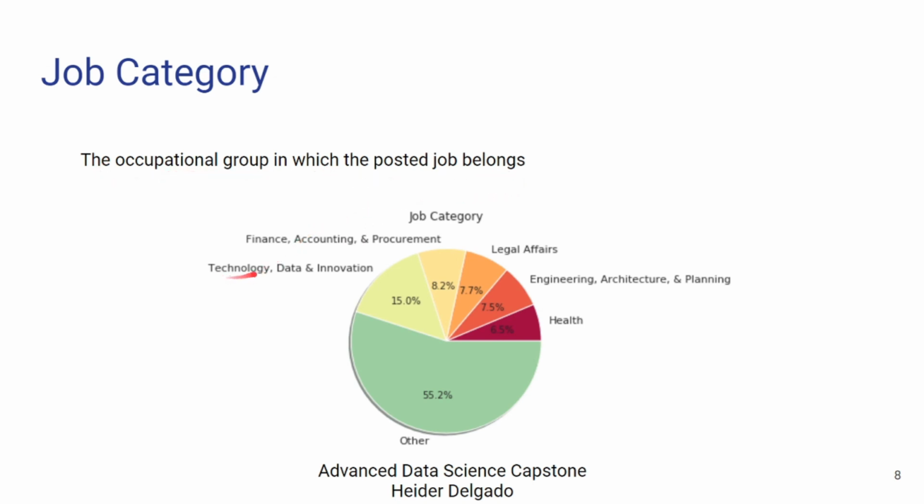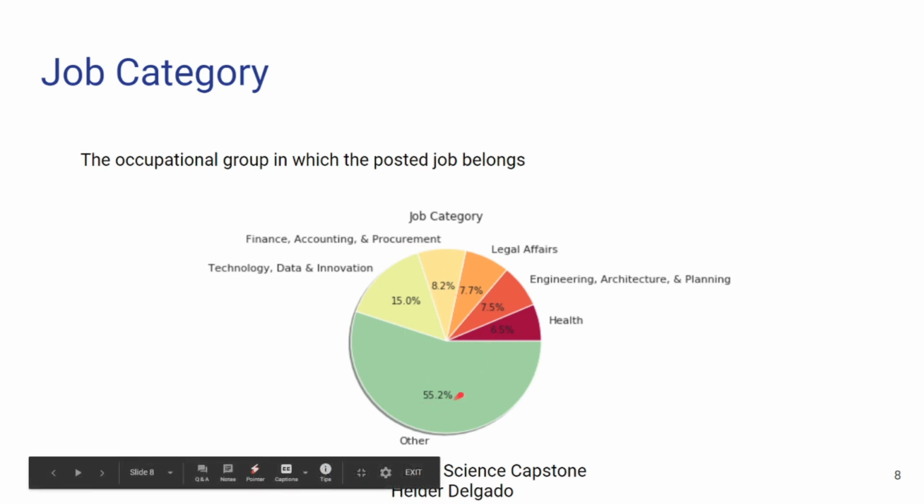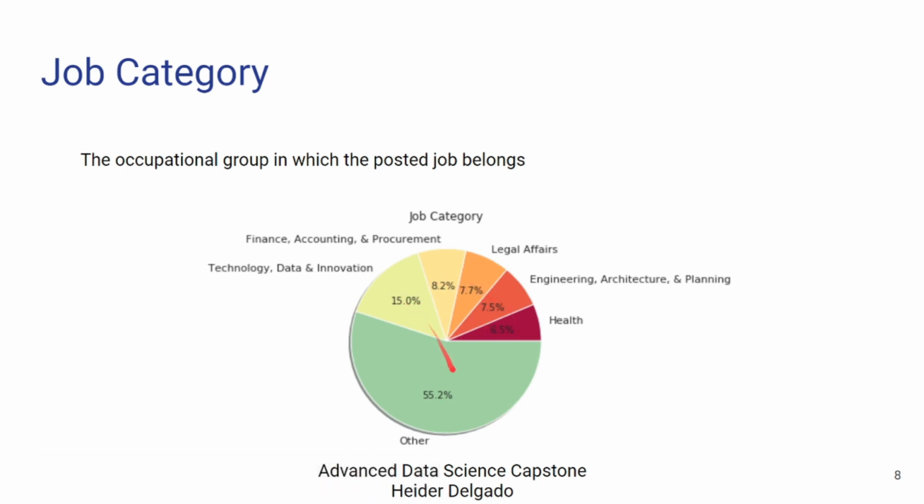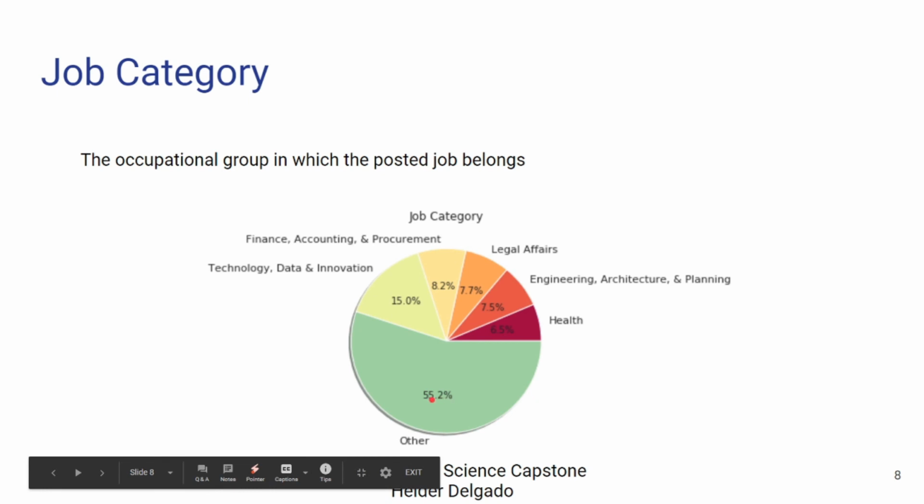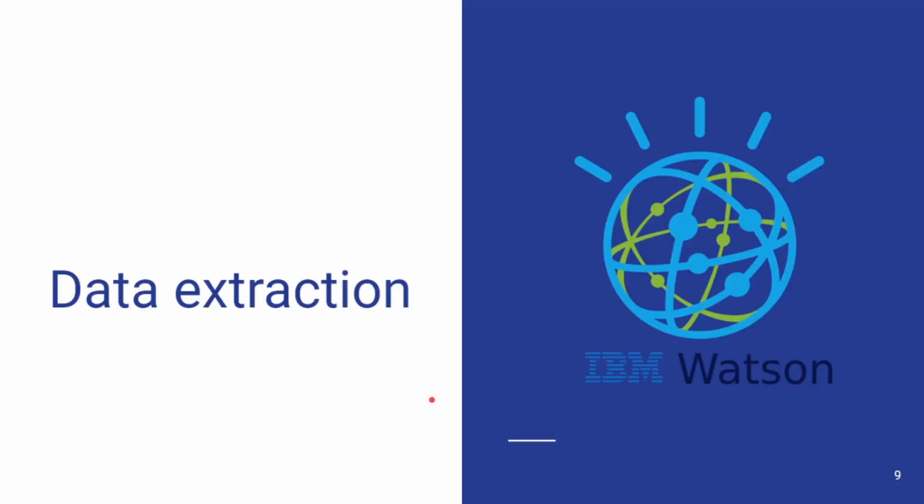Most was technology, data, and innovation with 50.0%, finance and accounting and procurement with 8.2%, and so on. And also there were a lot of job categories that weren't in this top five, so I just put them in others with 55.2%.